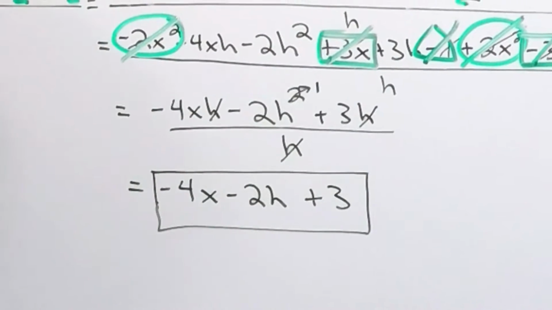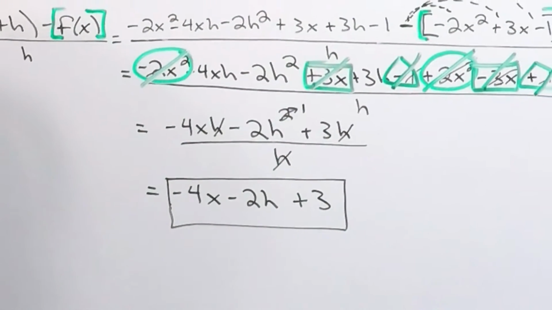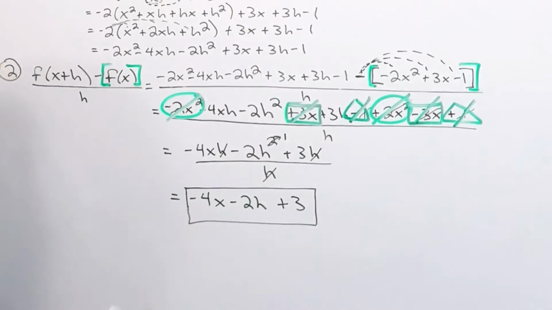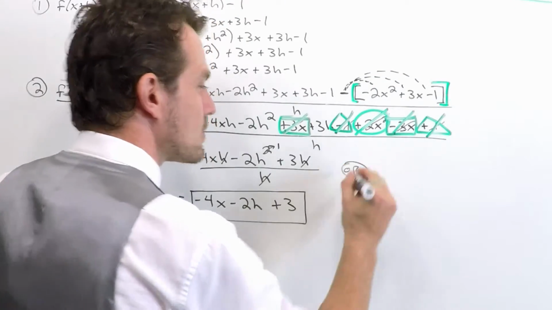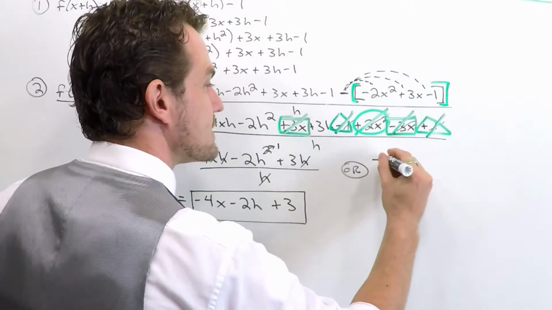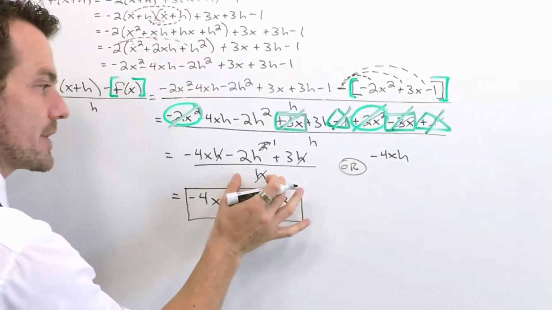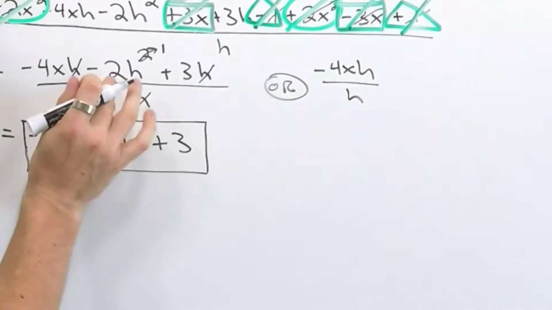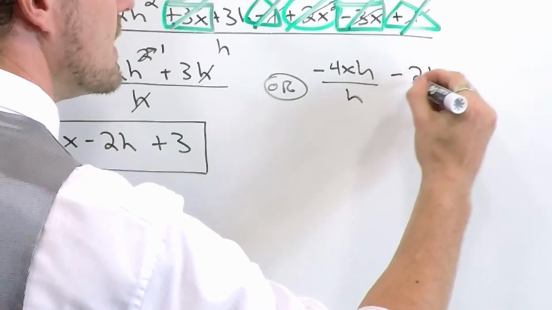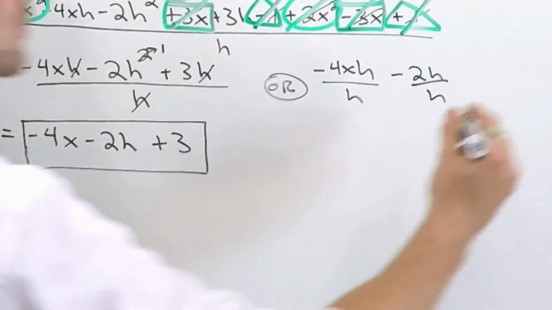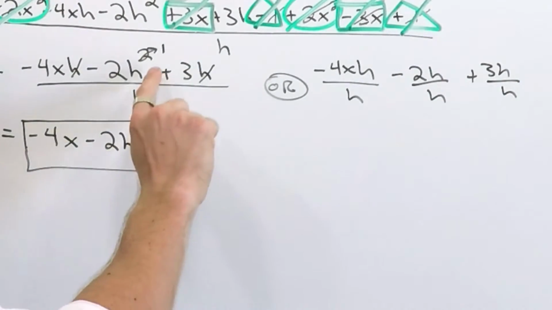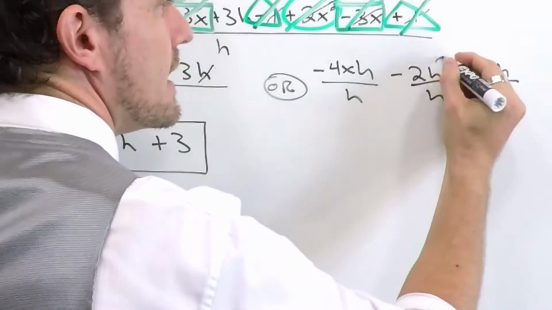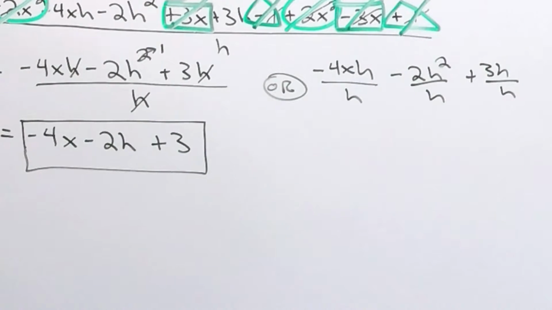Just for the sake of clarification, occasionally people aren't familiar with or comfortable with what's canceling and how. The common denominator is h. So you could say, as an or statement, this could have been written as negative 4xh with a common denominator of h. This next term would have been minus 2h with a denominator of h, and the last term was plus 3h with a denominator of h. Now, careful, the original middle term is actually squared, so it would have started this way. Now it's very clear to see how they canceled.